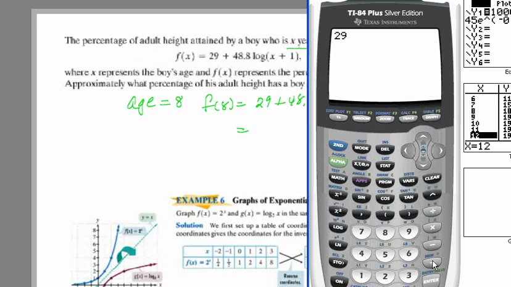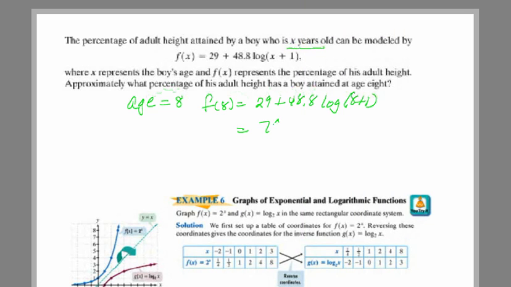29 plus 48.8 log of x plus 1. And let's enter that and see what we get. So it's 79.81. So at age 8, we can interpret this that a boy is at 79.81% of his adult height.